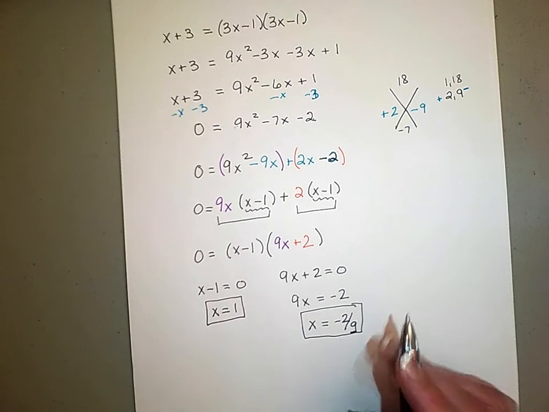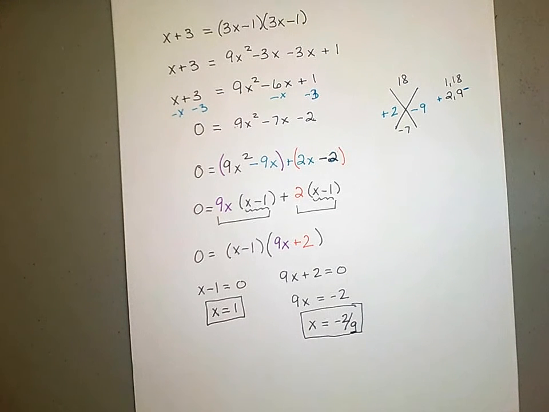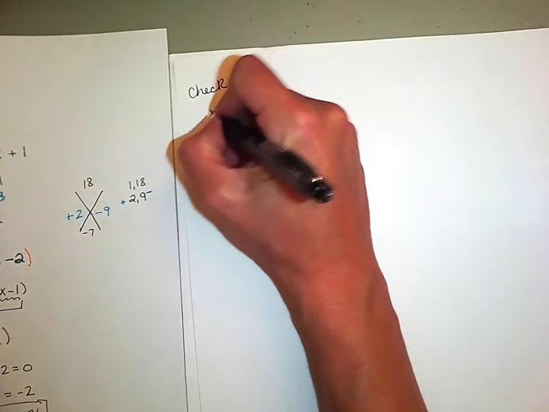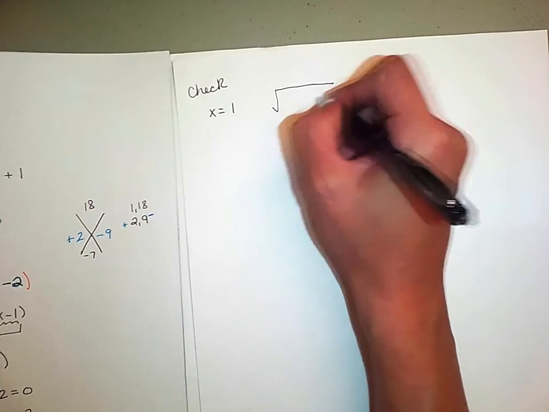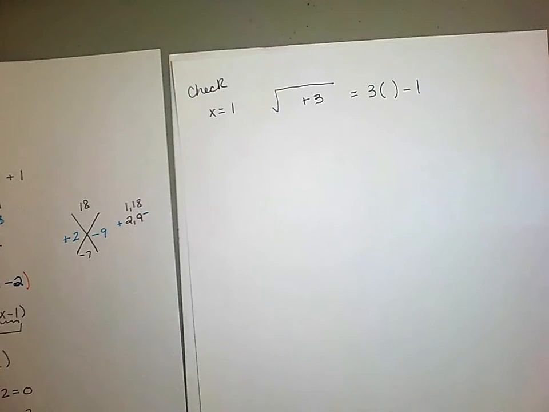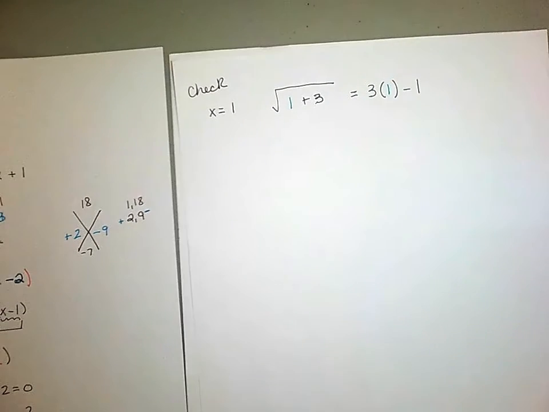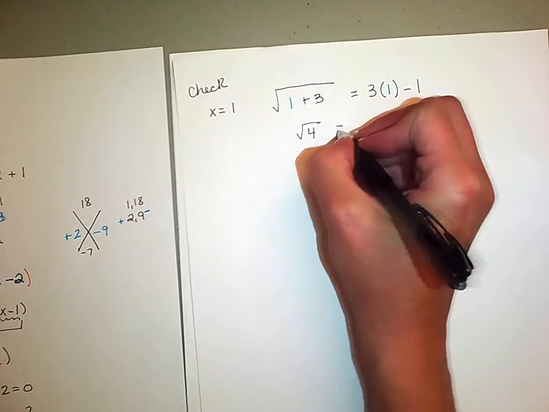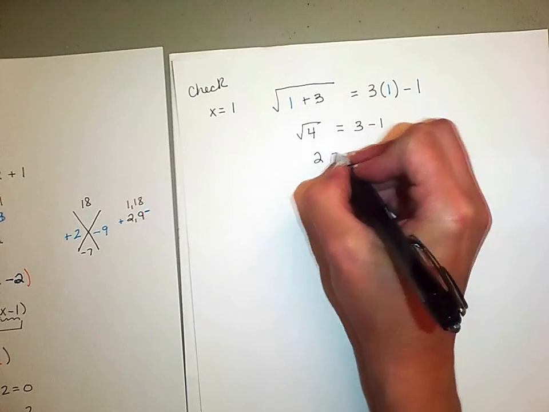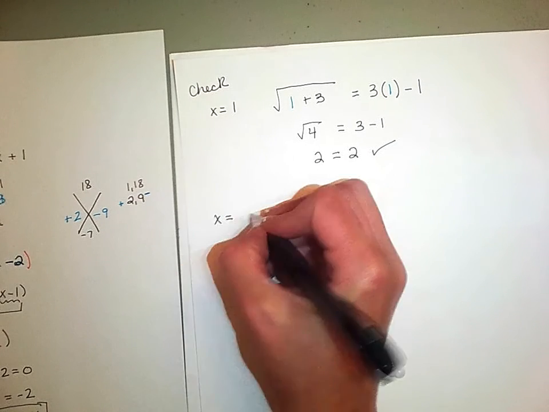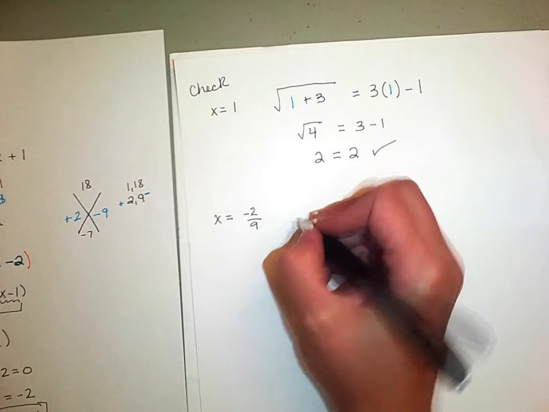But I would like to check these. So let's do our check. If we let x equal 1, we get the square root of 3 times minus 1. Okay, so we're checking 1. So this is the square root of 4. Does that equal 3 minus 1? And the square root of 4 is 2 equals 2. That checks. Okay. Now let's check x is equal to -2 ninths.